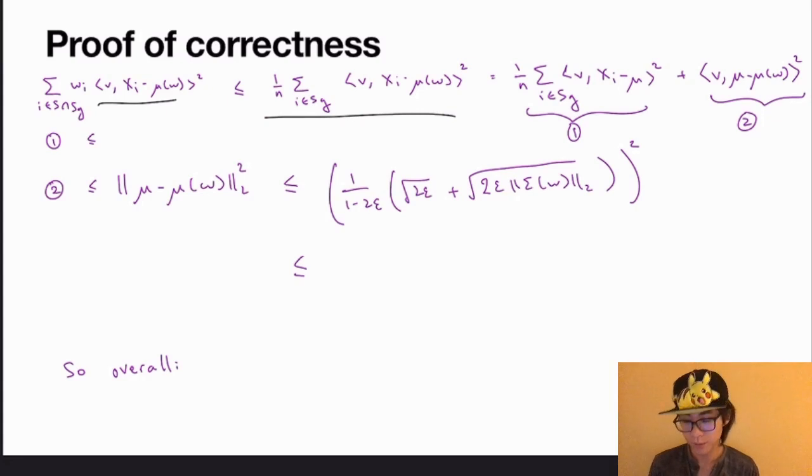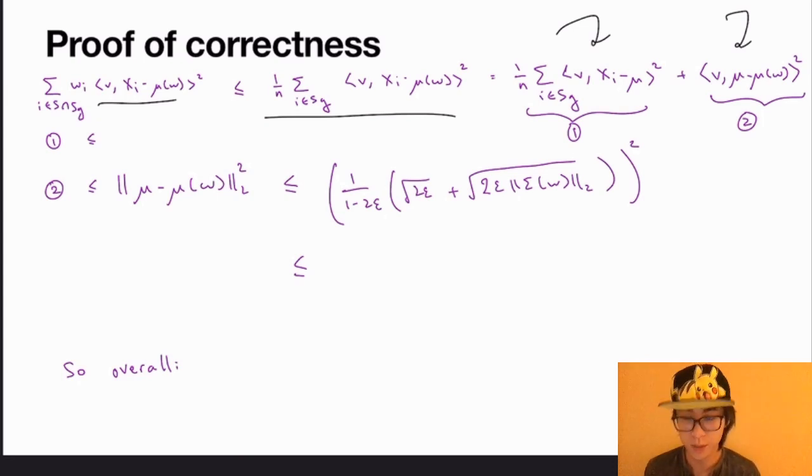And now all I'm going to do is recenter at mu instead of mu of w, just by adding and subtracting mu from every expression here, and noting that mu is the mean of the points that I'm summing over, because again, mu is by definition the mean of the points in S good. So when I do this, I get that this sum actually becomes the sum of two things, so these two terms, which I'll call 1 and 2 respectively. Okay, so now let's upper bound each one of these terms separately.